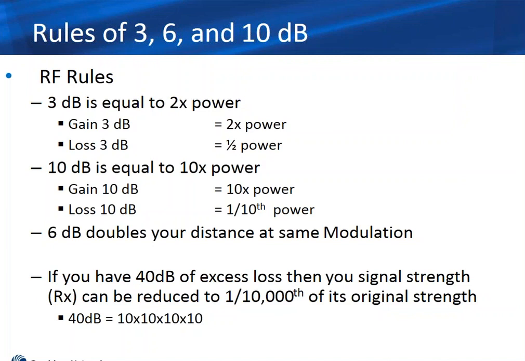We have a couple rules. There's rules of 3, 6, and 10. As most of you are probably familiar, we have 3 dB is equal to 2 times your power. If you have 3 dB more, you have twice the power. If you lose 3 dB, if you're off by 3 dB, you have half your power.